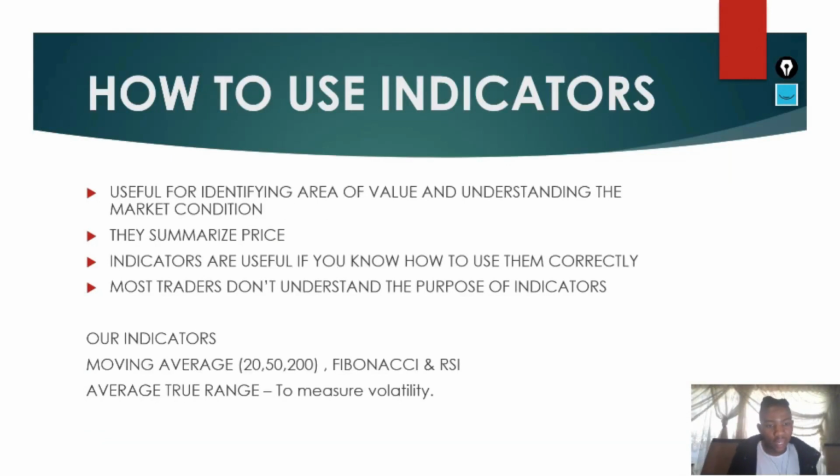So now the indicators that we use are the moving averages 20, 50, 200, Fibonacci, RSI, and the ATR, which is average true range. We use them to measure volatility. I'm going to cover why we do that.